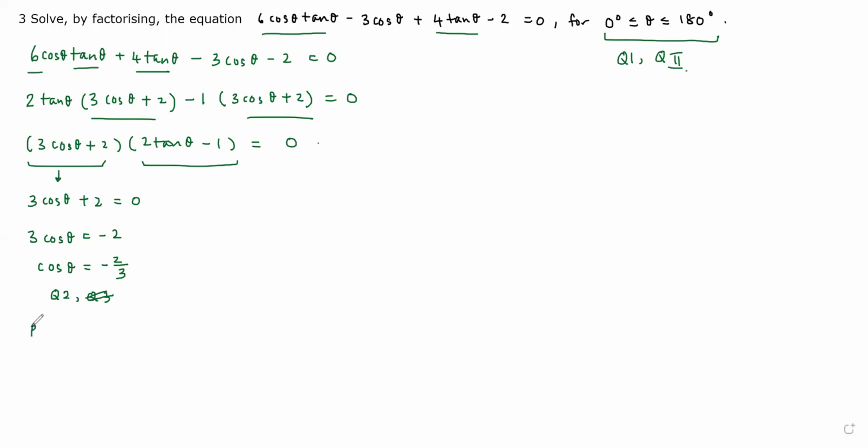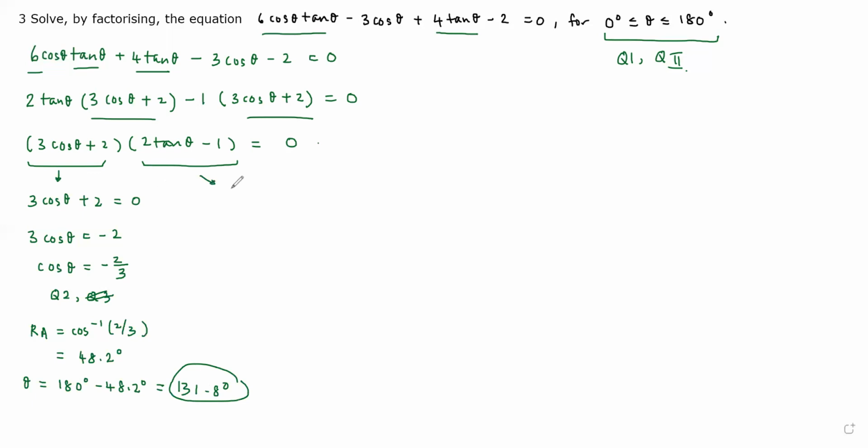We need to find a reference angle in this case. We have inverse cos of 2 over 3, and that reference angle is 48.2 degrees. In quadrant 2, we have 180 degrees minus 48.2 degrees. That is 131.8 degrees. That is one of the solutions from the first part here.